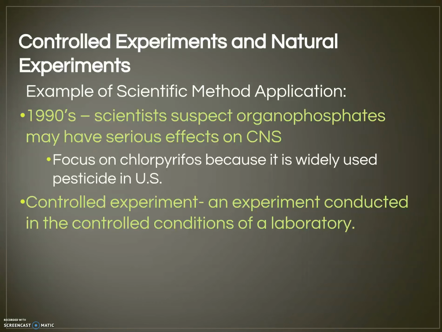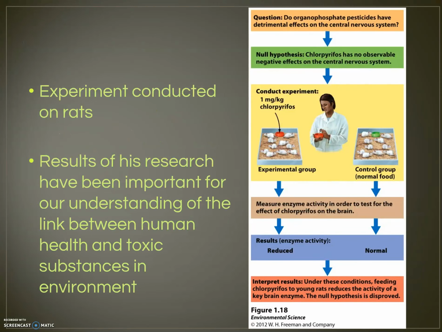So, examples of scientific method application. In the 1990s, scientists suspected that organophosphates may have a serious effect on the central nervous system. The focus is on chlorpyrifos because it's a widely used pesticide. A controlled experiment is an experiment conducted in the controlled conditions of a laboratory. The controlled experiment that was done on these organophosphates was on rats.